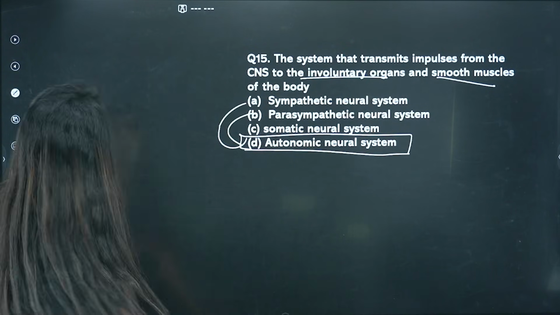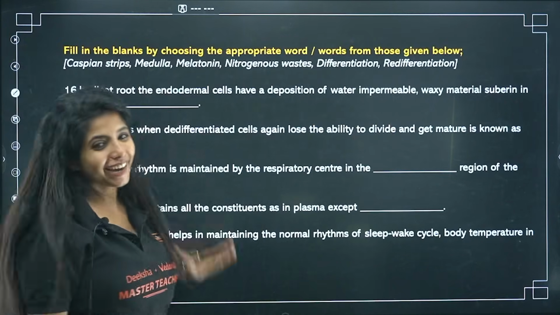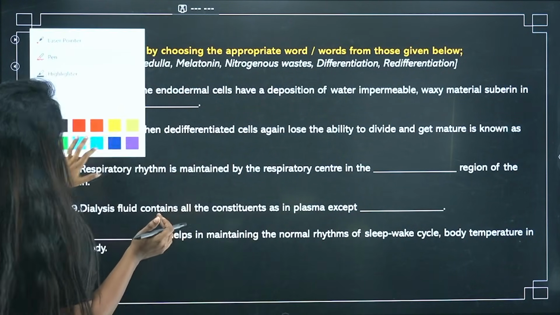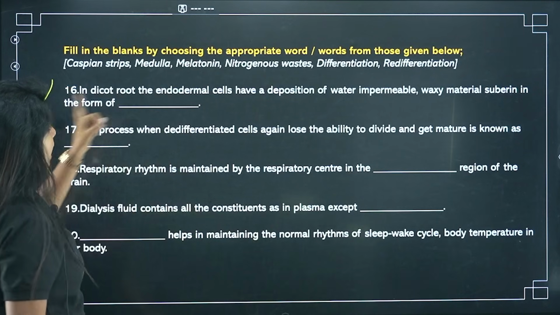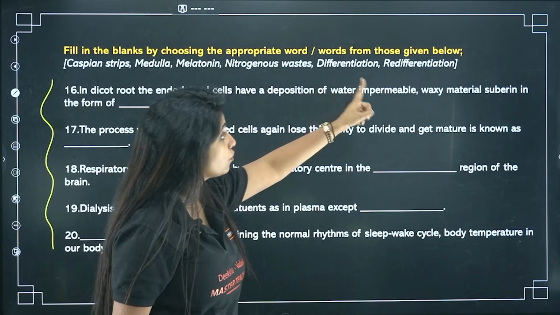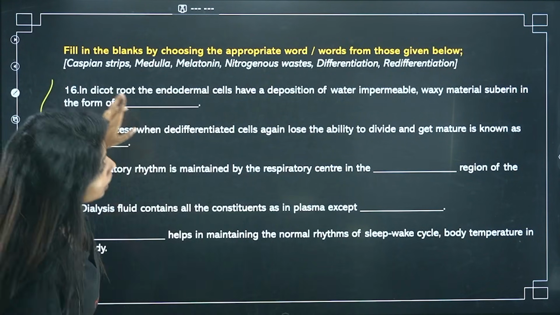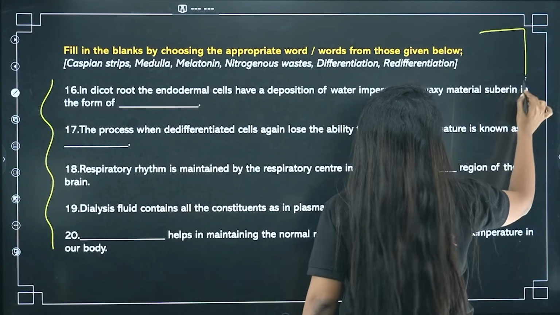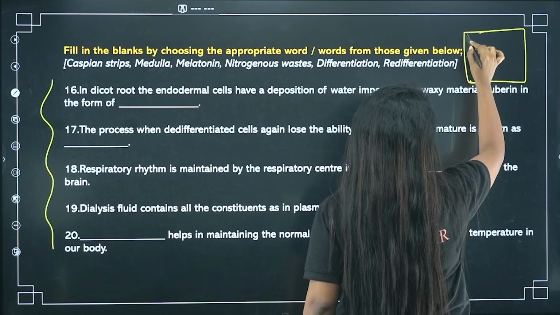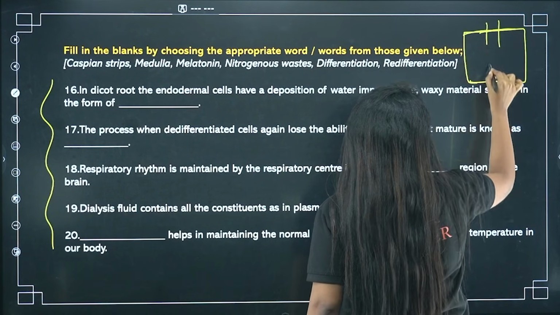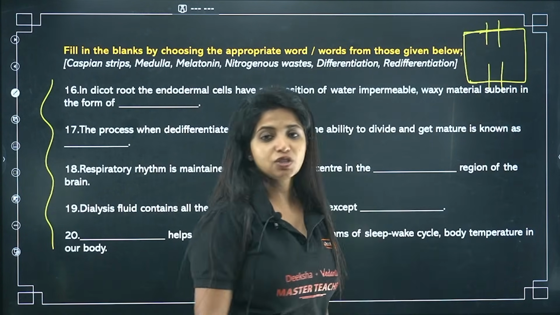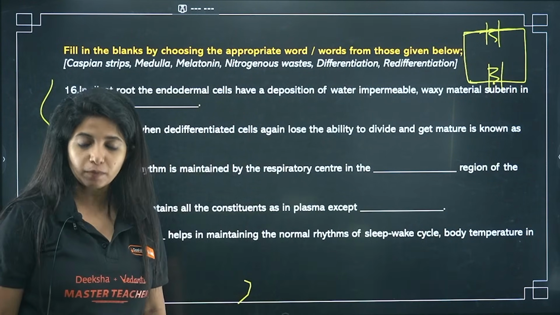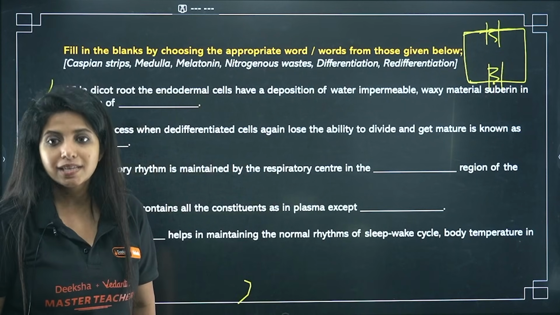Got it? And with that, we end all the MCQ questions, and now we enter into the next thing, basically the fill in the blanks questions. So let's see. In dicot root, the endodermal cells have a deposition of water impermeable waxy material, suberin, in the form of, in the endodermal cells. If you see the endodermal cells, this is the cell wall. They will be having some strips like this in between. And this strip is actually made up of suberin, and this is known as Casparian strip.